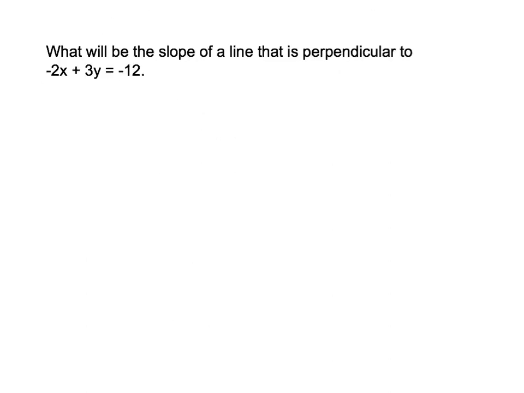All right, so the last one. What I want to know is what will be the slope of a line that is perpendicular to negative 2x plus 3y equals negative 12. Work on that. Think about what you got to do to that to determine the slope, and then tell me what the perpendicular slope would be.